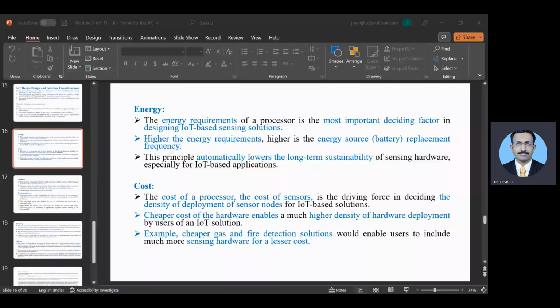Then cost, no need to explain much about the cost. You know that you are very much concerned about the cost. The higher the technological advancements you inculcate in the network, the more the recent advancements, the cost will automatically be higher.